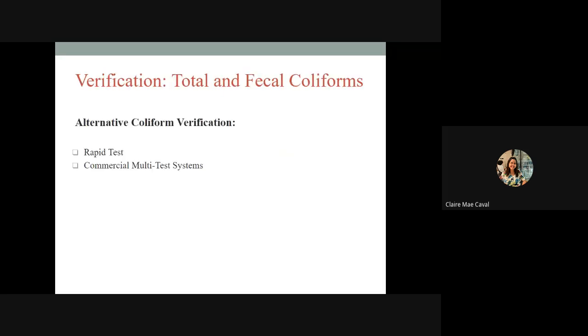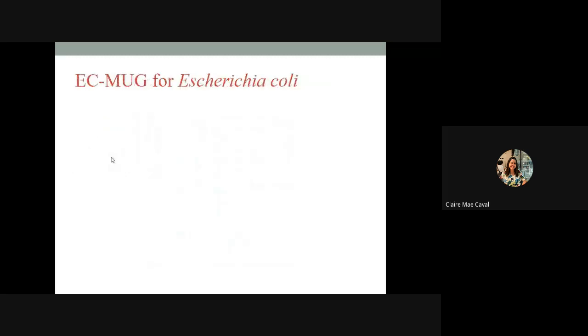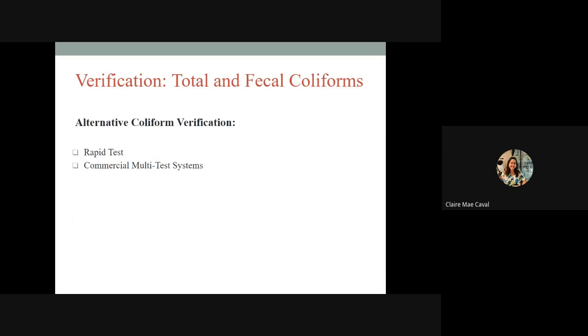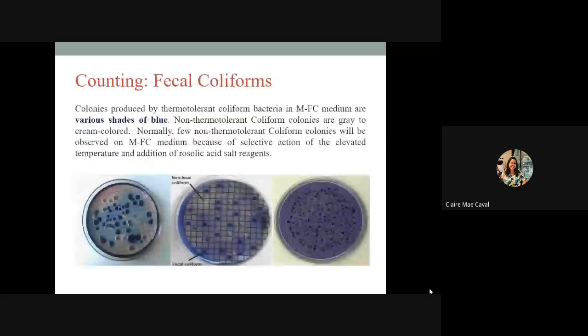Excuse me. Next is how you verify total and fecal coliforms. These are the alternative verification methods aside from this one. Alternative verification is through rapid tests and commercial multi-test systems. So I'll not discuss this as well. So let's proceed: how you count fecal coliform colonies.